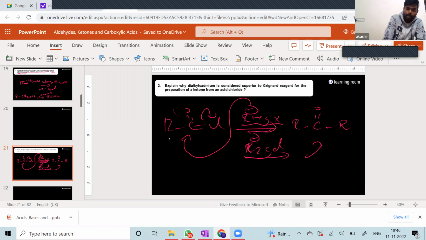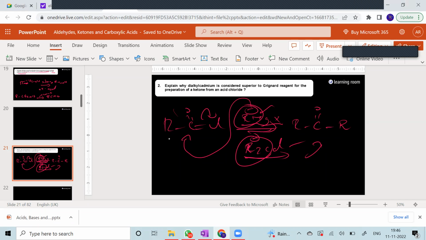Then obviously, when I compare magnesium with cadmium, cadmium is going to be more metallic. That is one way of speaking about it. The second way is there's only one R minus coming here, but in R2Cd I can have two R minus coming, so there is more probability of adding this R minus. Sir, twice the amount of product will be formed, right? Exactly. Twice the amount of product can be formed, because there are two alkyl groups present in R2Cd. Like that way you can speak.